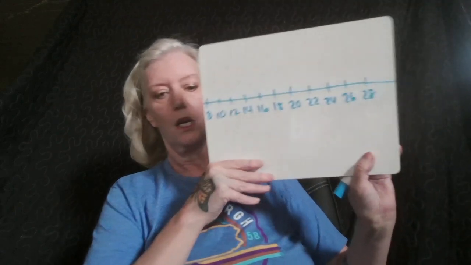18, 20, 22, 24, 26. Actually, I didn't have enough room. Okay, I don't like when I do that. So I'm going to have to erase this real quick and make a new one. I'm going to have to go up to 28. So I'm going to go 8 to 28. 8, 10, 12, 14, 16, 18, 20, 22, 24, 26, 28. Okay, now I have a number line.